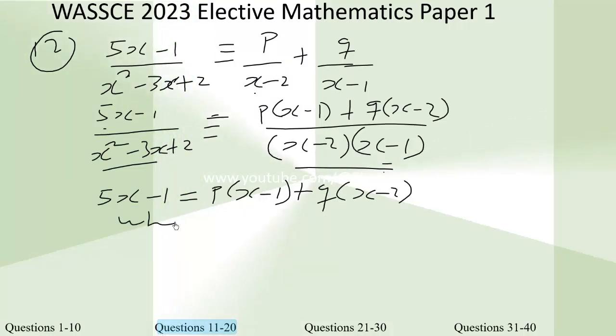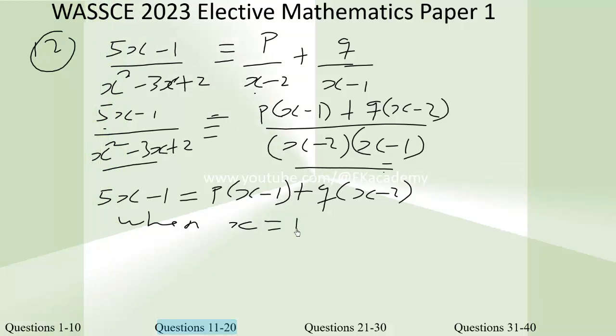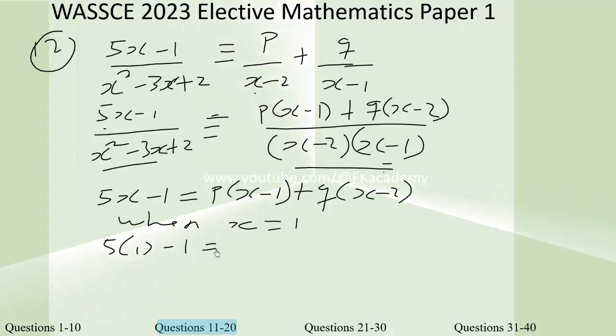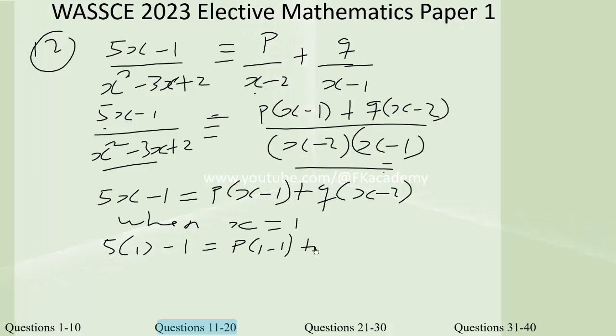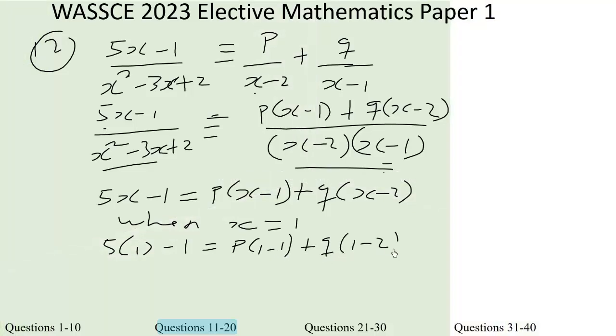So when we put x minus 1 equal 0, we'll get x to be equal to 1. So when x is equal to 1, we are going to get 5 times 1 minus 1 is equal to p into bracket 1 minus 1 plus q into bracket 1 minus 2. So we'll get 4 here. 5 minus 1 is 4, is equal to negative q, or q is equal to negative 4.